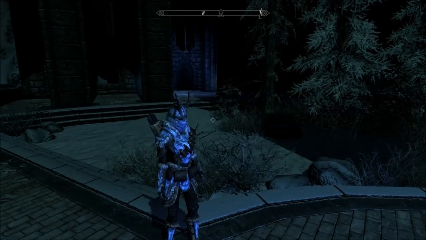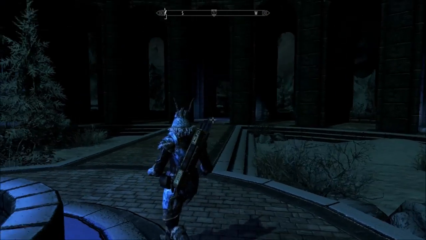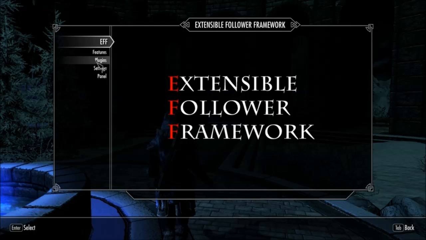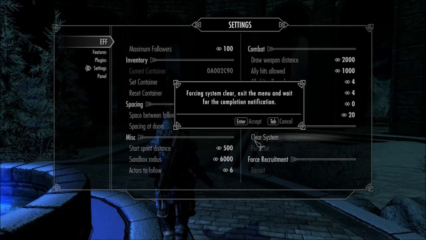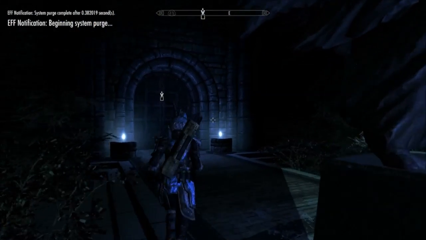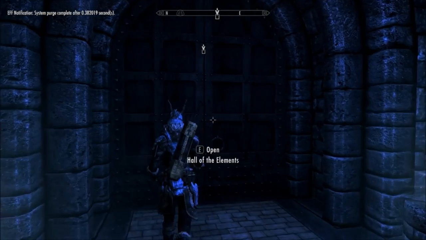What you have to do at this point is make sure you have no followers with you. I don't. To prove to you that I do not, I'm going to go into EFF. I'm going to clear the system of any actors that are being followed by me, and it is purged. There are currently no followers. So we're going to go into the Hall of the Elements.